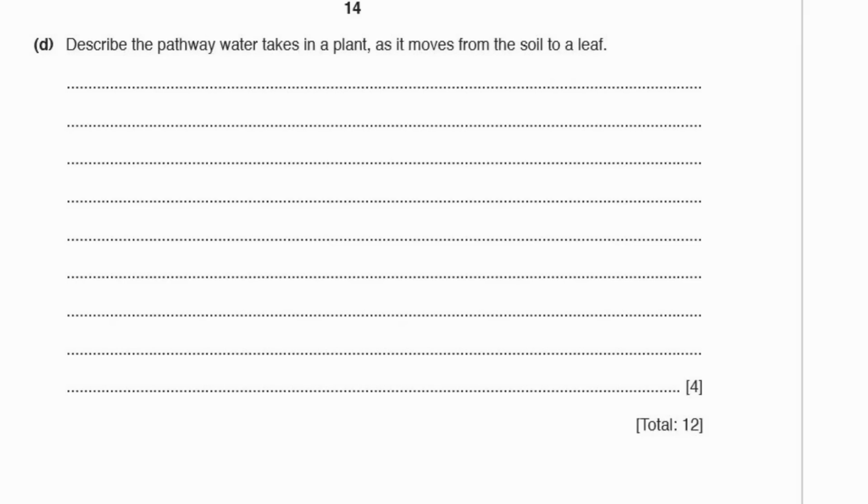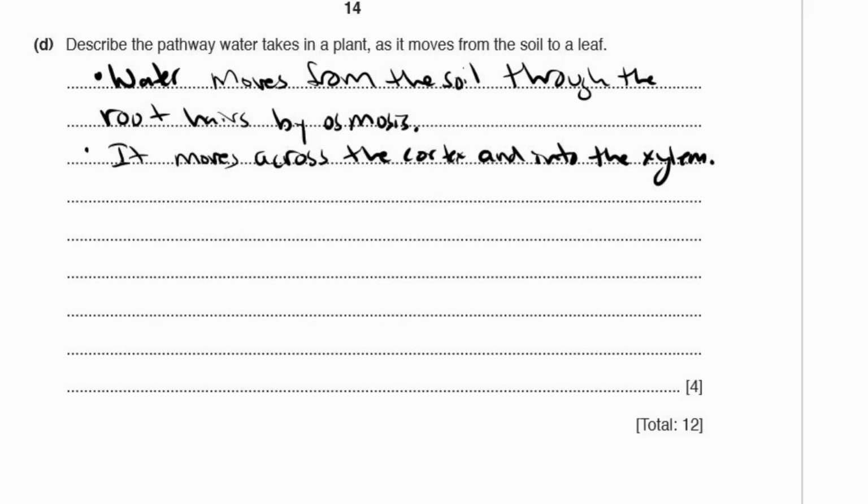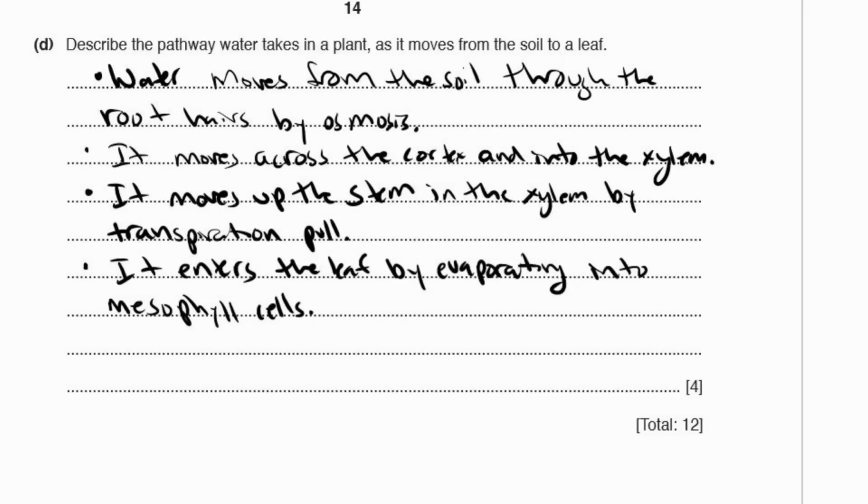D. Describe the pathway water takes in a plant as it moves from the soil to a leaf. Okay, so water goes from the soil into the root hairs by osmosis. It moves across the cortex and into the xylem. Then it moves up the stem in the xylem by transpiration pull. And then it enters a leaf by evaporating into the mesophyll cells.